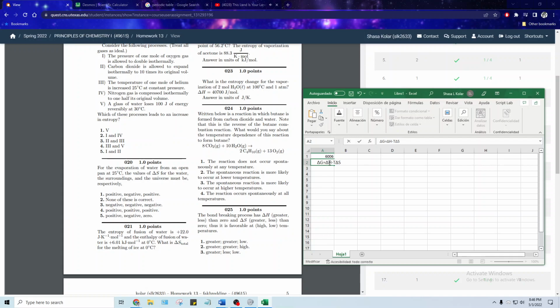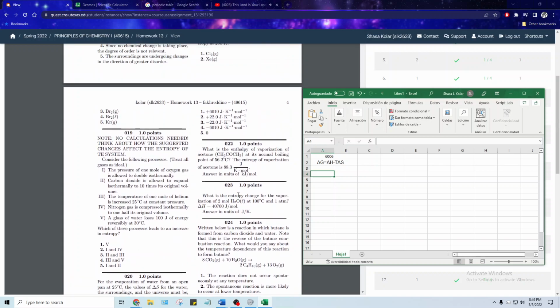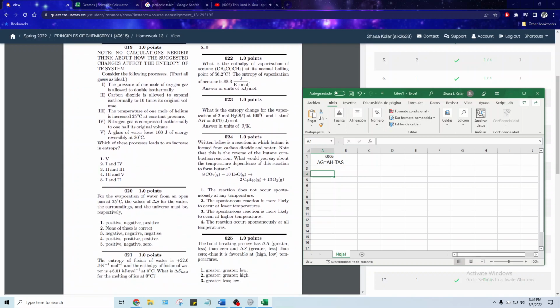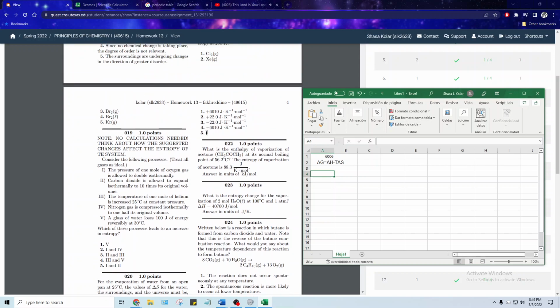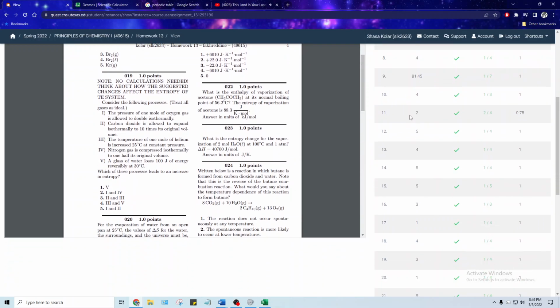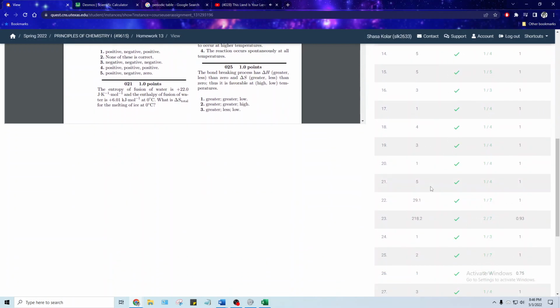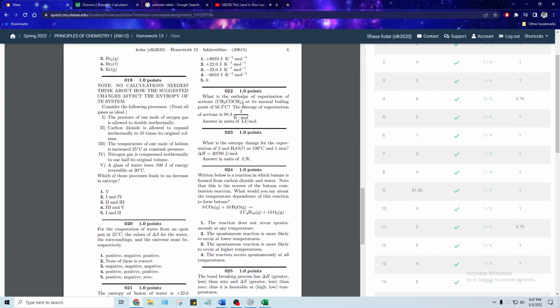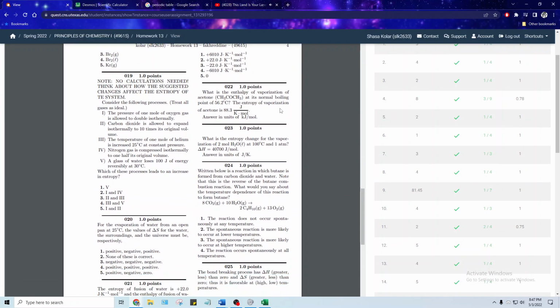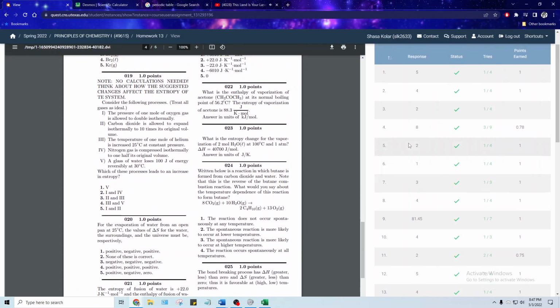So we have 6 kilojoules per mole here, and we have 6 kilojoules per mole here. So 6 kilojoules per mole minus 6 kilojoules per mole is going to be 0. So our delta G is going to be 0. So this is 0 for number 21. Number 5, yeah, 0. That one was a little bit odd, I was thinking, but it makes sense to me, I guess.